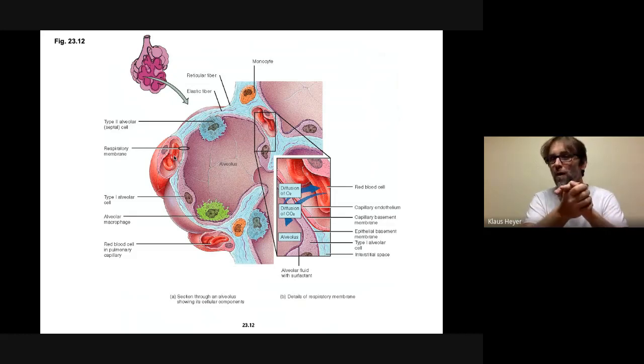But at the same time, water has a surface tension. Like when you belly flop into a pool, it hurts, right? Water can act like a hard surface. So we want to keep it moist, but we don't want the water to act as a barrier, preventing the oxygen from moving into the blood, and carbon dioxide moving from the blood into the alveolus. So septal cells produce surfactant, and surfactant lowers the surface tension.